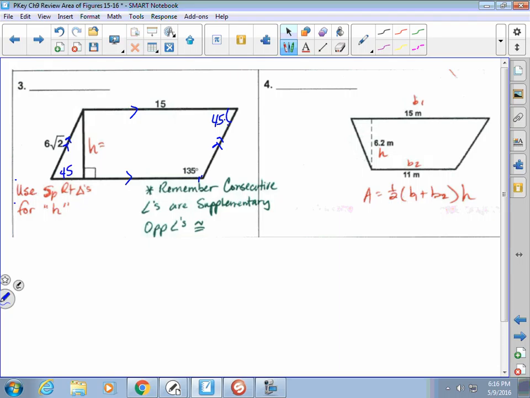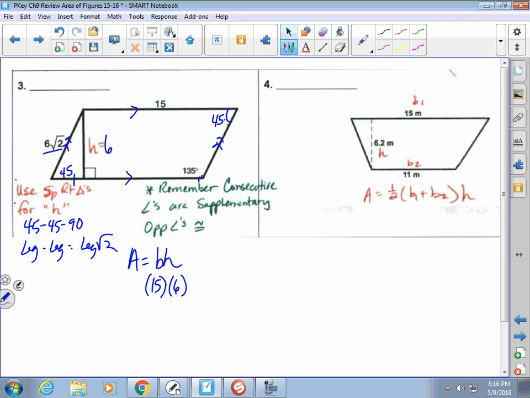Now this is not drawn to scale, but now we're going to use 45, 45, 90 to find the height. That means this is leg, this is leg, square root of 2. Well, if I see this is 6 square root of 2, then I know my leg, which is my height, is 6. So to find the area of the parallelogram, that's just base times height. So we're doing 15, which is our base, times our height, which is 6. This is how we got 90 units squared.